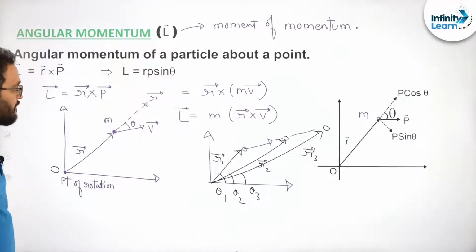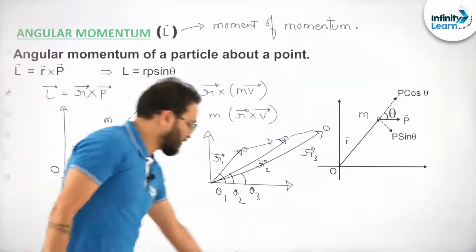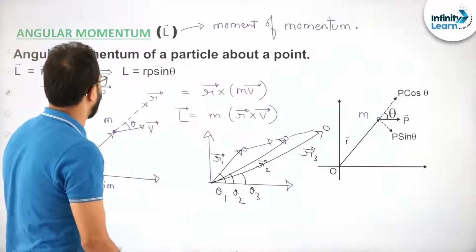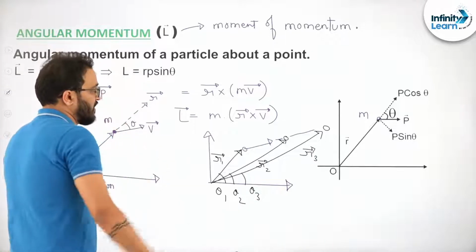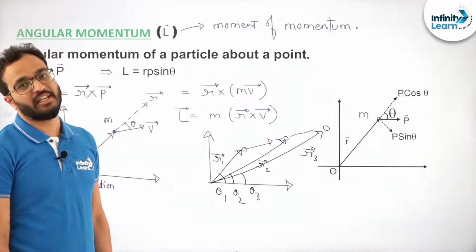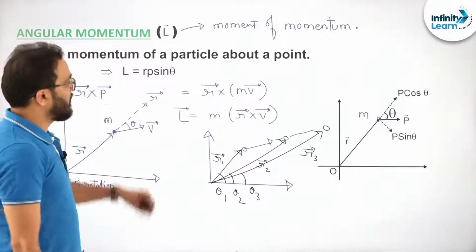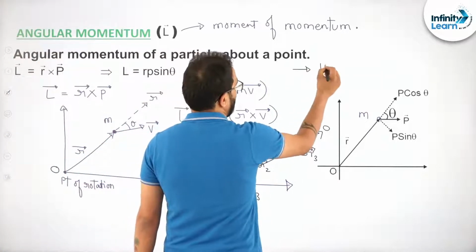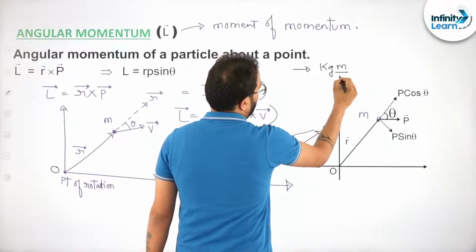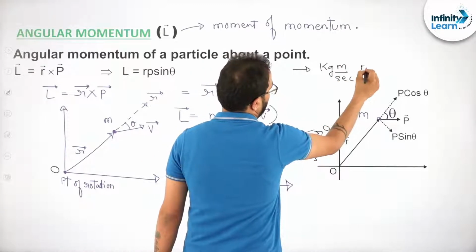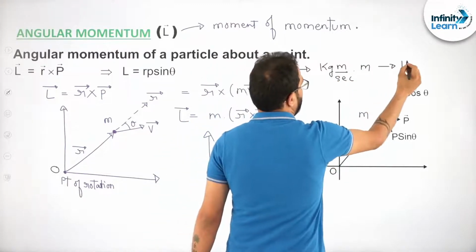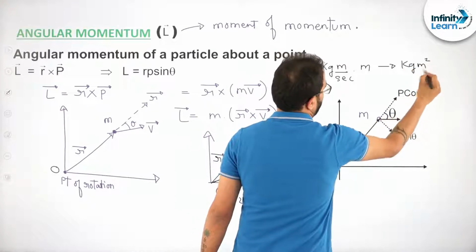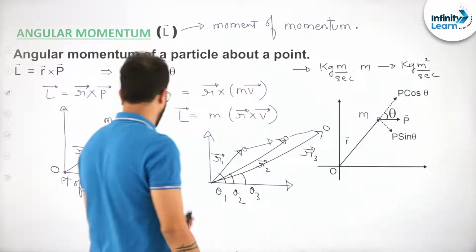I hope you are understanding my point, right? It's very simple. So let's take the help of examples. And what is the unit? What is the unit of momentum? It is kg meter per second. Angular momentum will be kg meter square per second. Okay, so I don't want to get into those things. Kg meter per second into meter, so it will be kg meter square per second. Anyways, let's move ahead now.